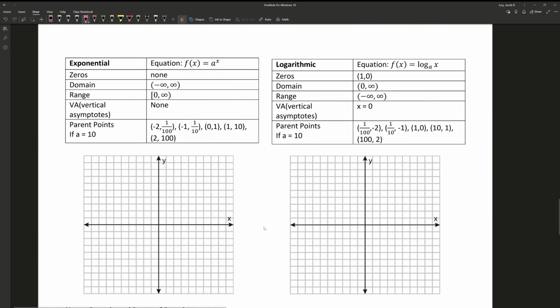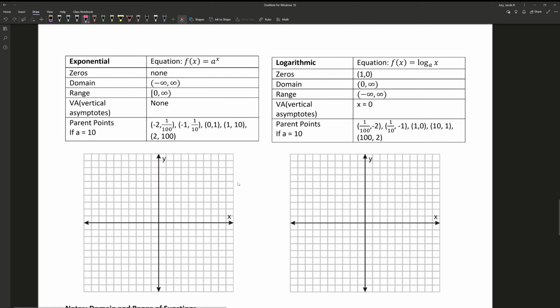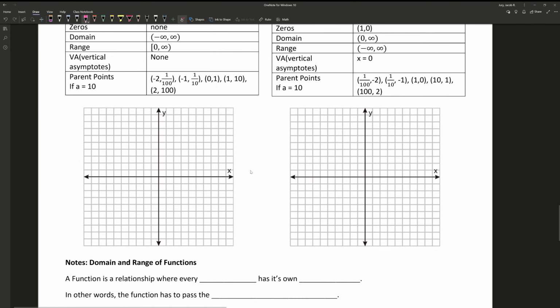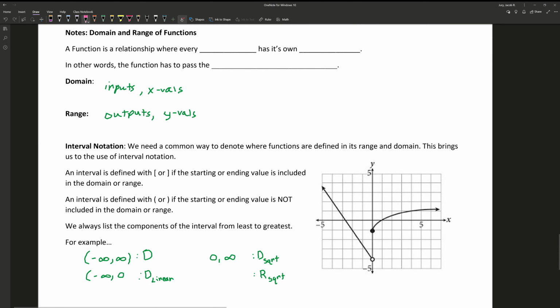The last thing I wanted to show you, you can fill out the exponential and logarithmic ones, of course, was the domain and range of functions. This is a short review. A function is a relationship where every input has its own output. In other words, the function has to pass the vertical line test. So we cannot have multiple outputs for a single input.